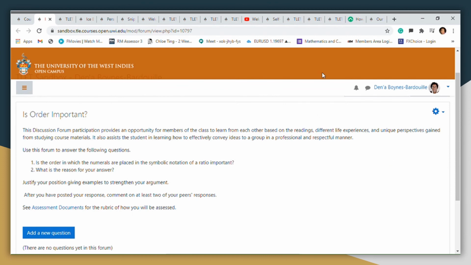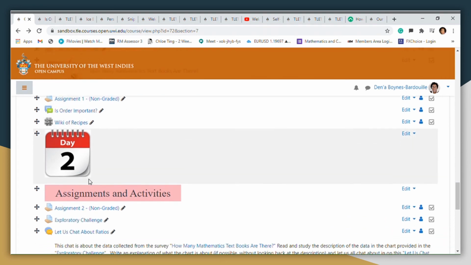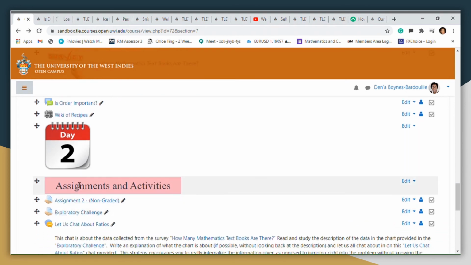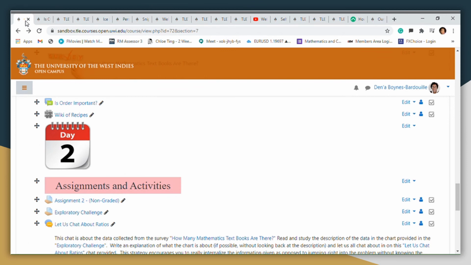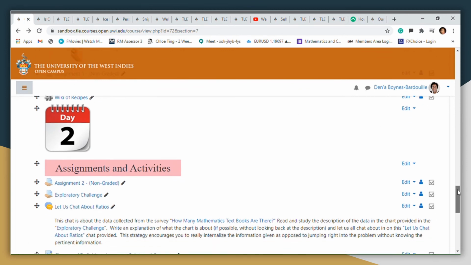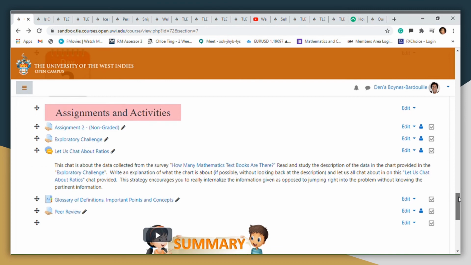The exploratory challenge uses the data collected from the survey. The students look at how many mathematics textbooks there are. The students read and study the description of the data in the chart provided. They write an explanation of what the chart is about, if possible without looking back at the description. And we all chat about it on the Let Us Chat About Ratios chat provided.